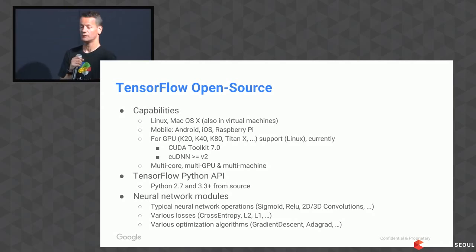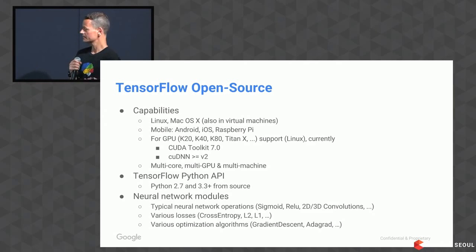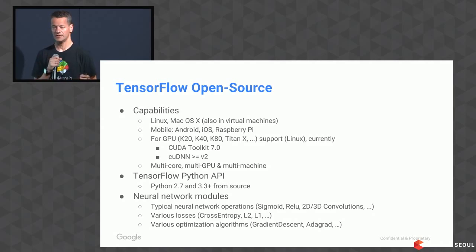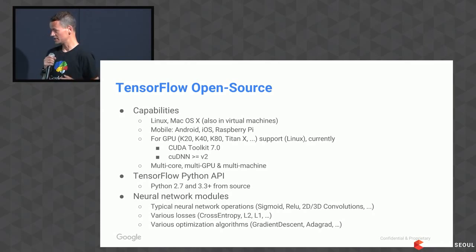It has the typical neural network modules that you need. And if you know something about neural networks, none of this is a surprise to you. There's the sigmoid, ReLU, 2D and 3D convolutions, and there's a whole list of things with documentation that you can see. It has a lot of predefined losses: cross entropy, L2, L1, which is basically mean squared error, and things like that. You have various optimization algorithms that we found useful: of course, gradient descent, with or without momentum, AdaGrad, Adam, a whole bunch of optimization algorithms also.